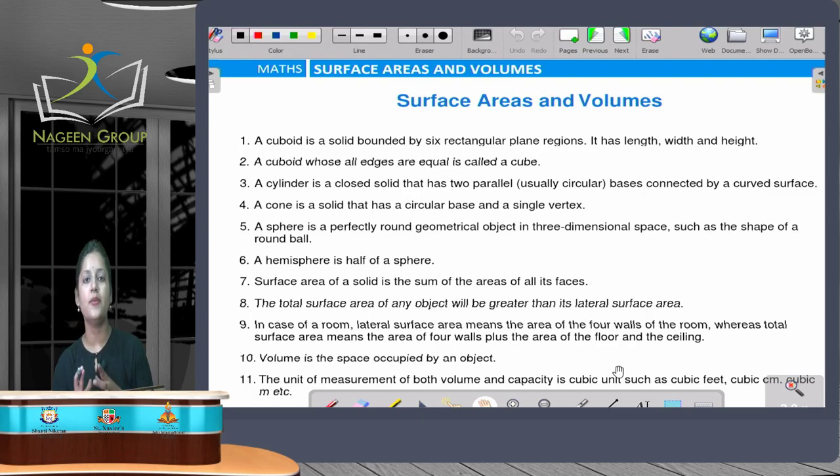First of all, the chapter name is surface areas and volumes. This is chapter 11 of your book, as you can see on your screen also. Point 1: a cuboid is a solid bounded by 6 rectangular plane regions. It has length, width and height.